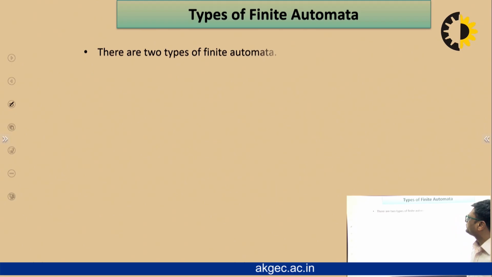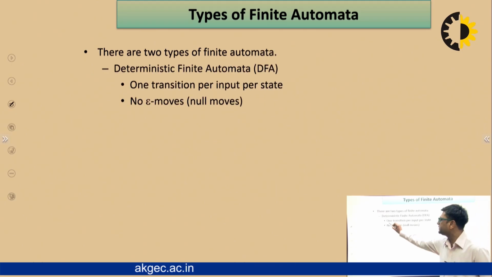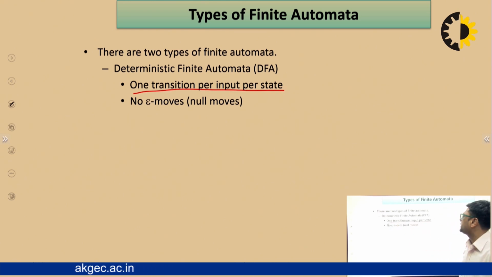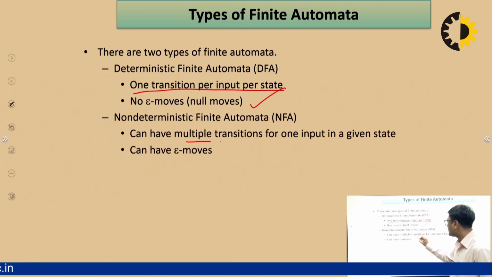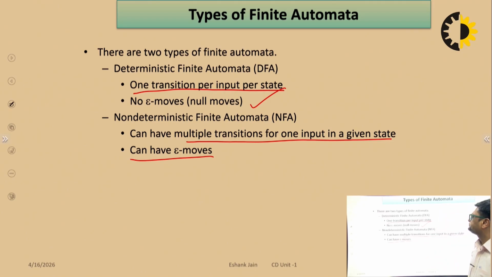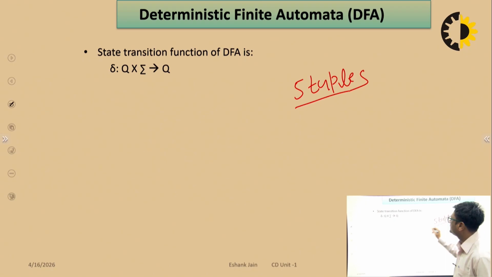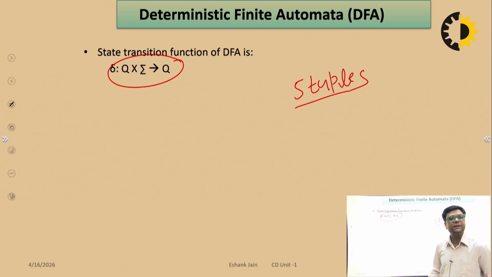There are 2 types of finite automata: deterministic and non-deterministic. In deterministic, there is one transition per input per state and no epsilon move. In non-deterministic, we have multiple transition states for one input and can have an epsilon move. This is the deterministic finite automata, with the 5 tuples that we have discussed. This is the transition function, which varies between deterministic finite automata and non-deterministic finite automata.